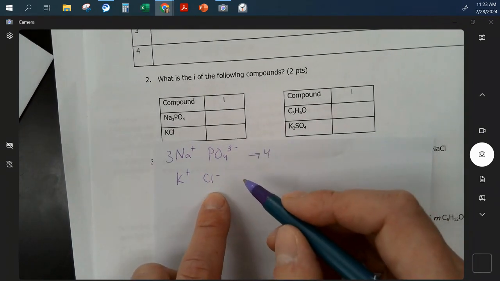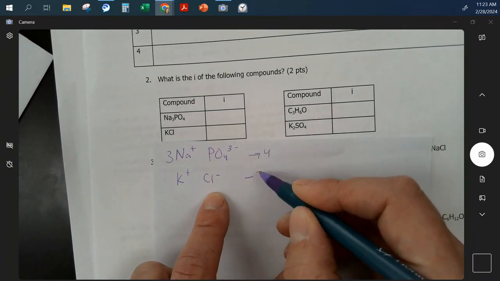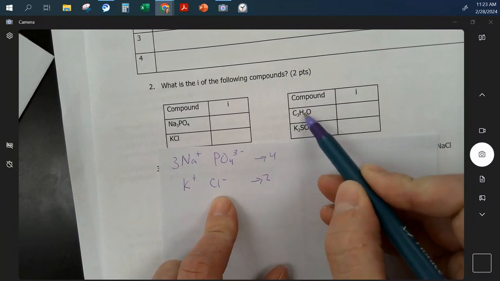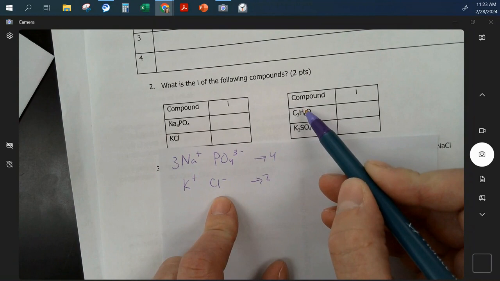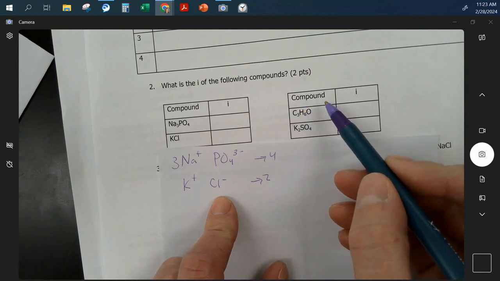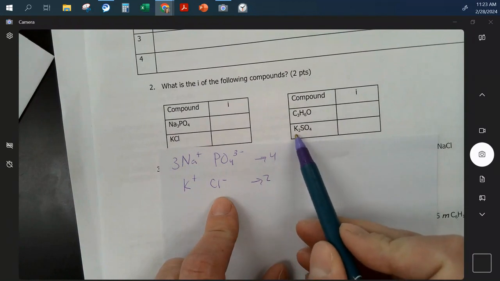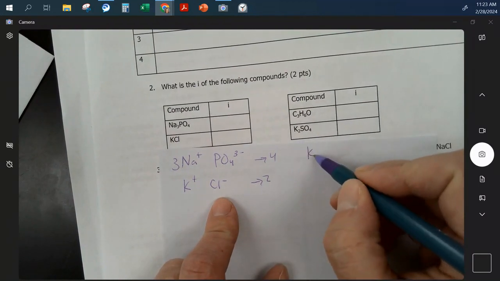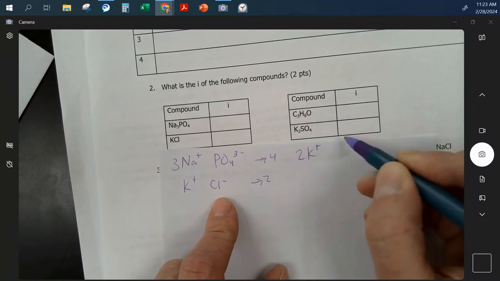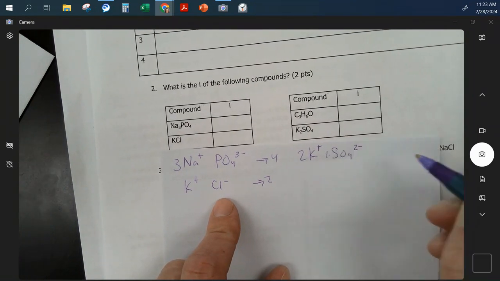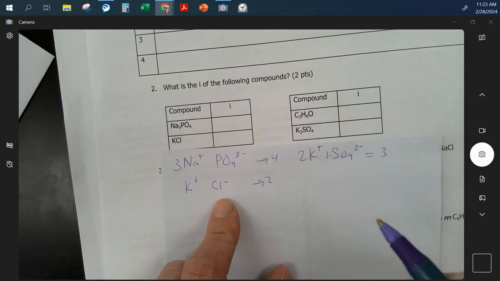Oh, how many? This one is 2. Did we talk about that? I can't remember. 2. Great. How many does this one give us? Good. 1. This is a covalent compound. So it's not made of ions. Each molecule will just stay together in solution. How about this one? 3. Good. We got 2 potassiums and 1 sulfate. So that's 3. Okay, great.